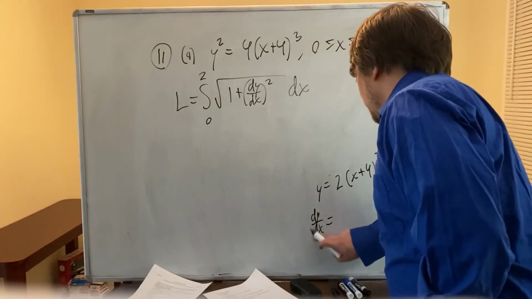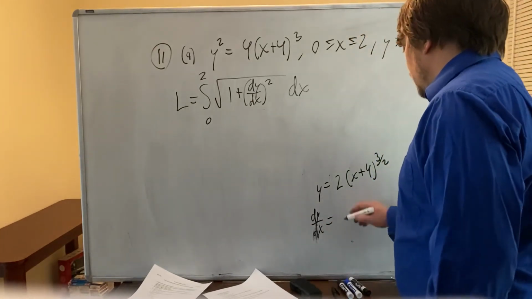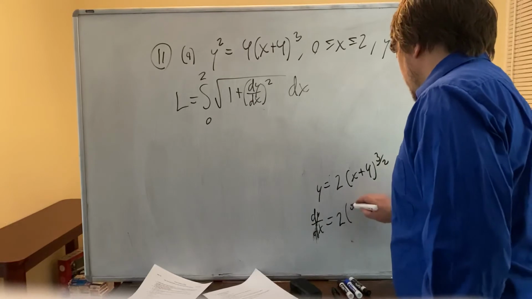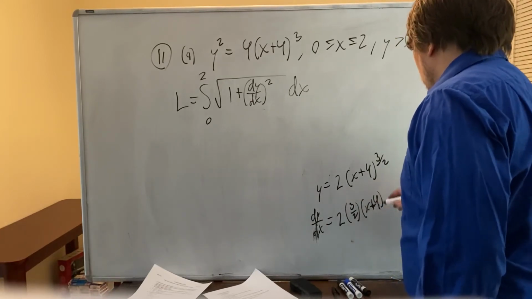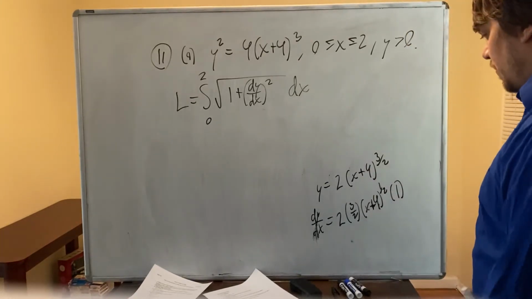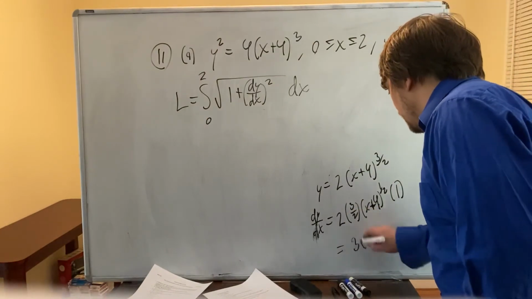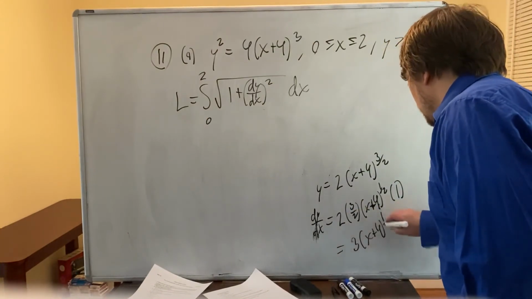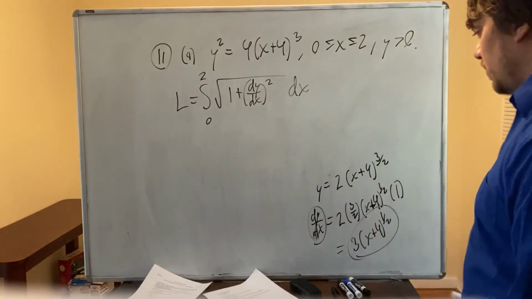Now dy/dx is equal to the derivative of that with respect to x. So you get 2 times 3/2 times (x plus 4) to the 1/2, since 3/2 minus 1 is 1/2, times the derivative of x plus 4, which is 1. So dy/dx is equal to 2 times 3/2, which is 3, times (x plus 4) to the 1/2. dy/dx is 3 times (x plus 4) to the 1/2.